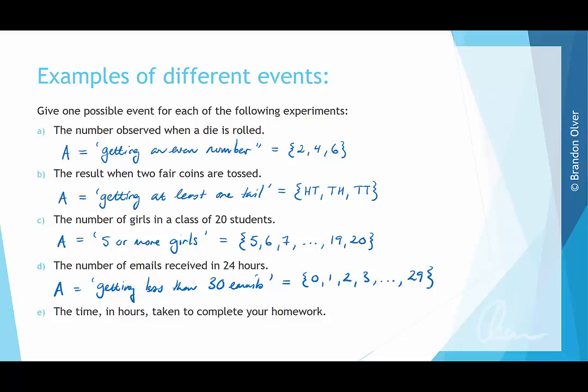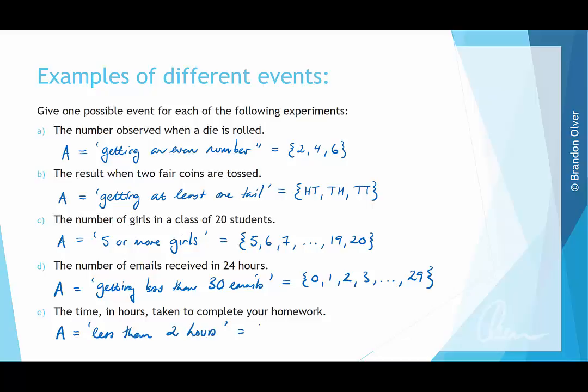So there's a little trick there: if you got 30 emails, that doesn't satisfy getting less than 30. And finally for E, the time taken in hours to complete your homework, we want an event for that. So our event, which we could call A or any other letter in fact, we're going to say that it takes less than 2 hours.